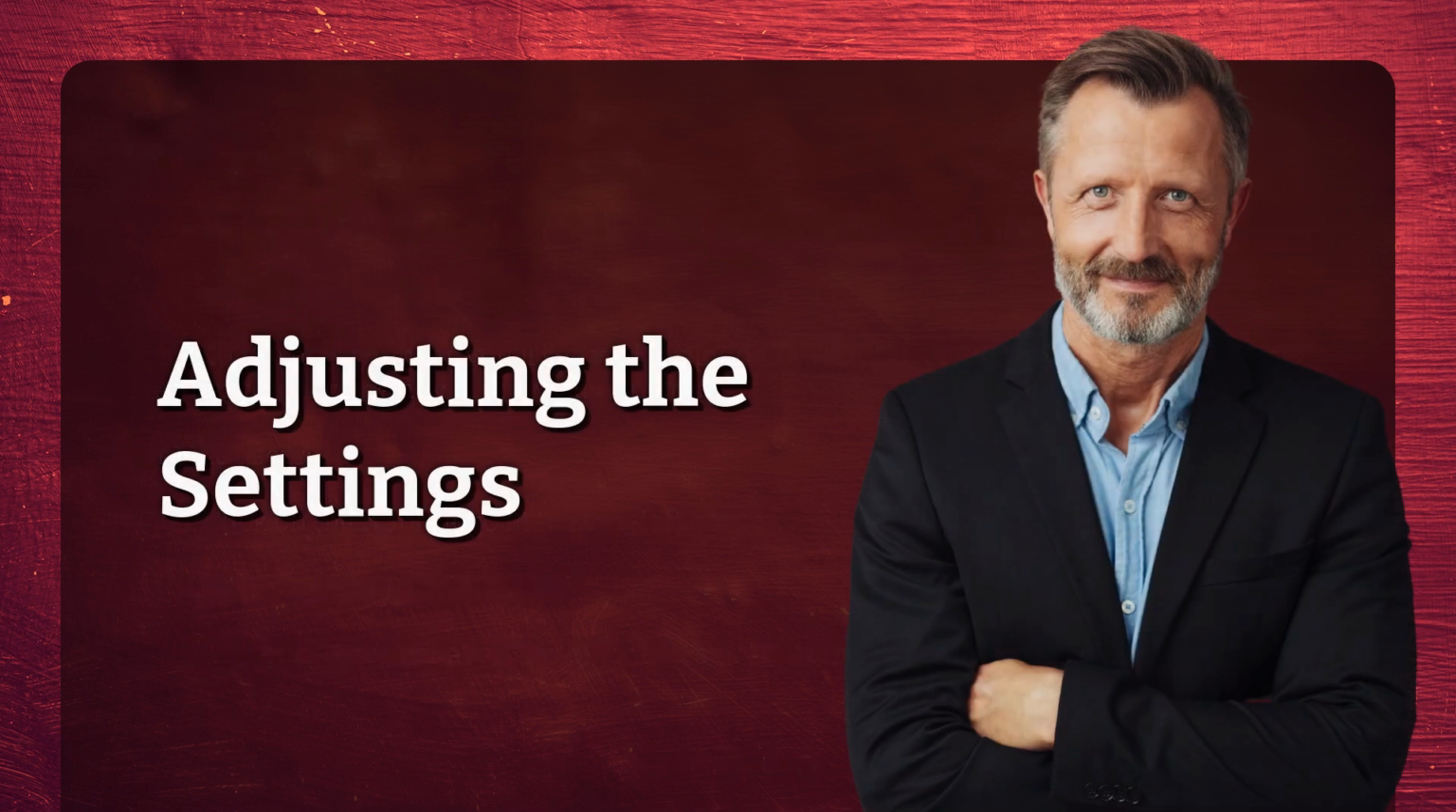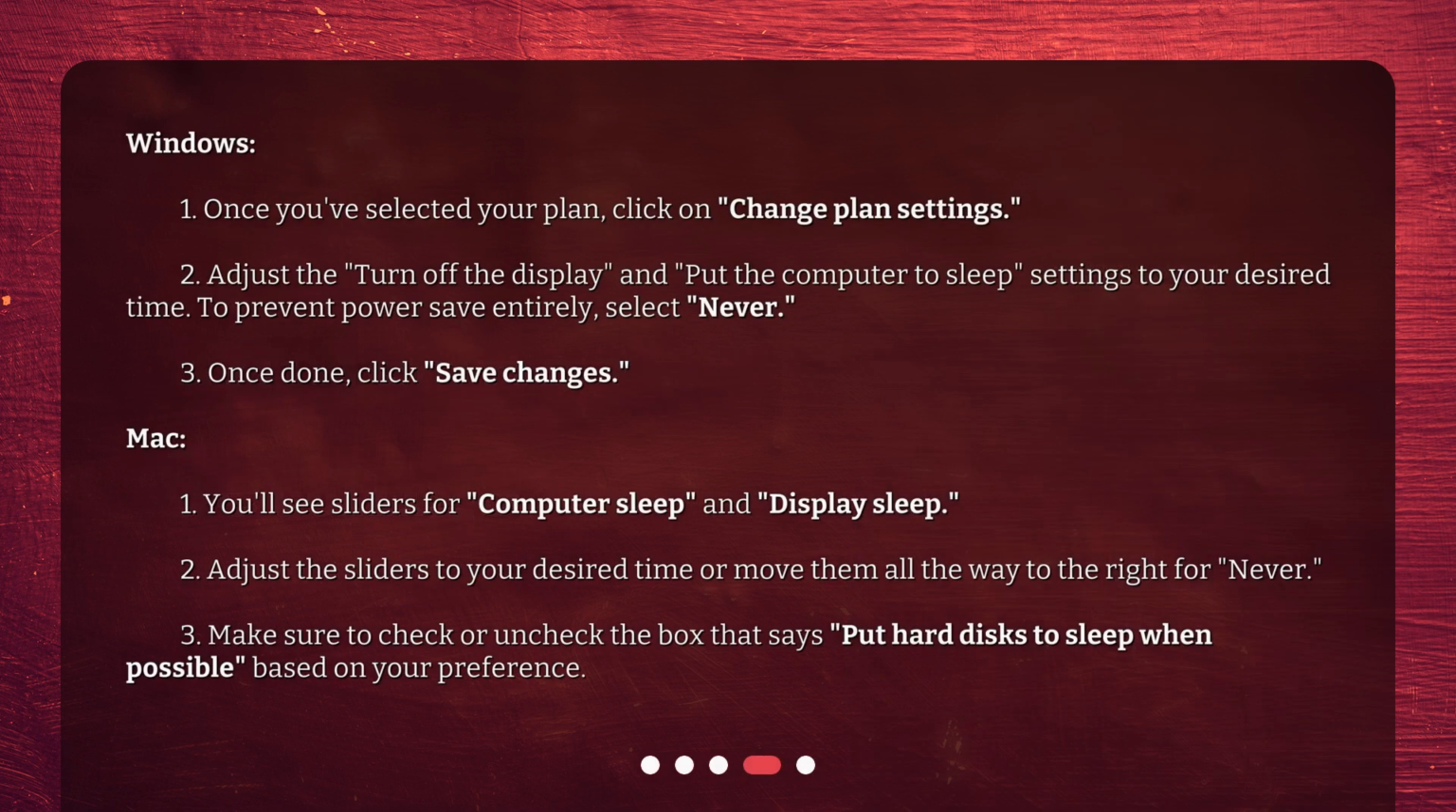Adjusting the settings. Windows: 1. Once you've selected your plan, click on Change Plan Settings. 2. Adjust the "Turn off the display" and "Put the computer to sleep" settings to your desired time. To prevent power save entirely, select Never. 3. Once done, click Save Changes.